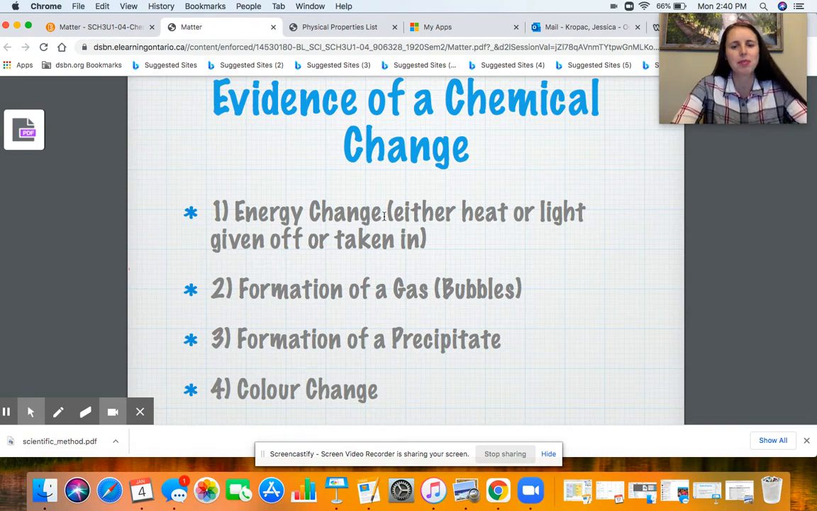So evidence of a chemical change: if we have an energy change. That energy change might be heat or that energy change might be light. In grade 9, these were 2 different steps. Now I've just put it into one step. If you have heat given off, it's going to be an example of a chemical change. If you have heat taken in, so if something feels cold, it's still going to be an example of a chemical change. If you have light given off, a really bright light given off, that's also an example of a chemical change.